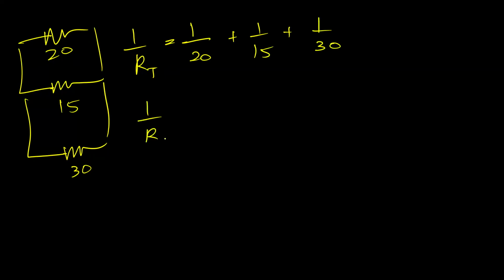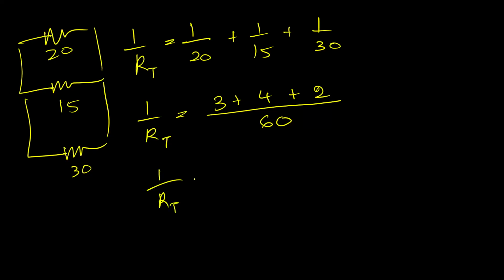Now for all this, we have to get a common denominator, the least common multiple. We are calling it LCM. LCM of 20, 15, 30. I think we can go for 60, no? Here 3, here 4, and here 2. So 1 over R total equals 9 over 60.